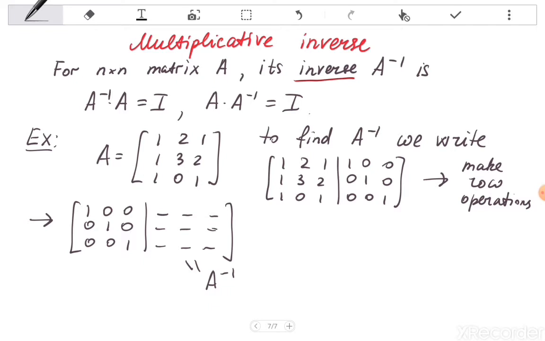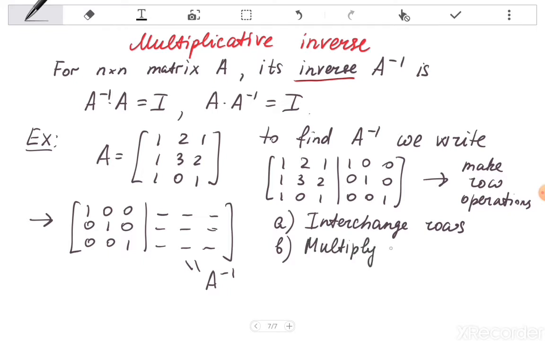And what are these row operations? The first thing, we can interchange two rows. Then we also can multiply a row of this matrix by some non-zero scalar. And also we can add a scalar multiple of a row to some other row. So by these three operations we do something to get the identity matrix on this side, and the rest part will be A inverse.